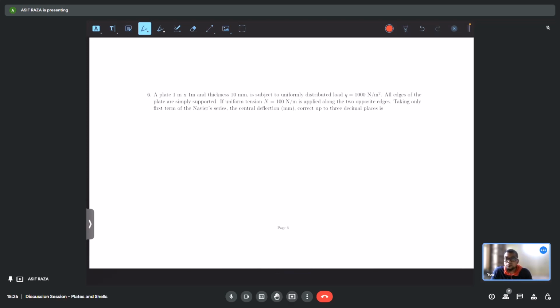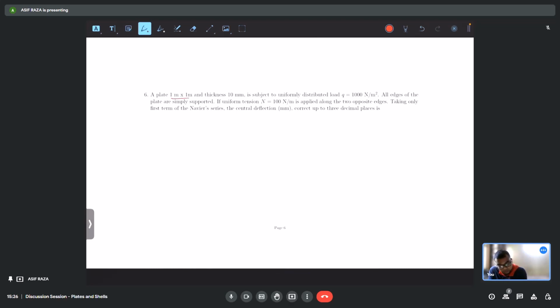A plate 1 by 1 and thickness 10 mm is subjected to uniformly distributed load Q equal to 1000 Newton per meter square. All edges of the plate are simply supported. If uniform tension N equal to 100 Newton per meter is applied along two opposite edges, taking only the first term of the Navier series, the central deflection correct up to 3 decimal places is.